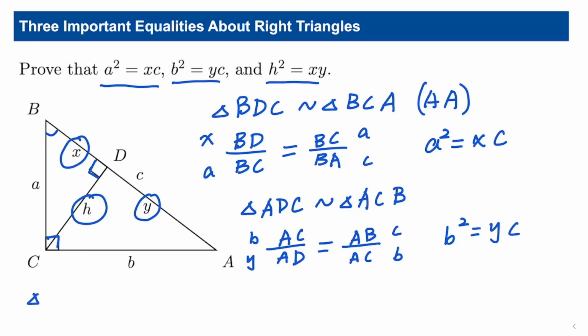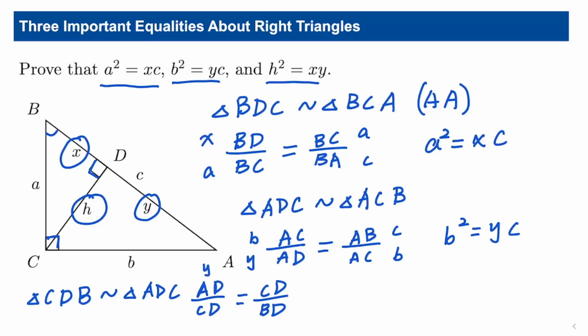Now, triangle CDB is similar to triangle ADC. Therefore, AD over CD equals CD over BD. AD is Y, BD is X, CD is H. Therefore, H squared equals X times Y.